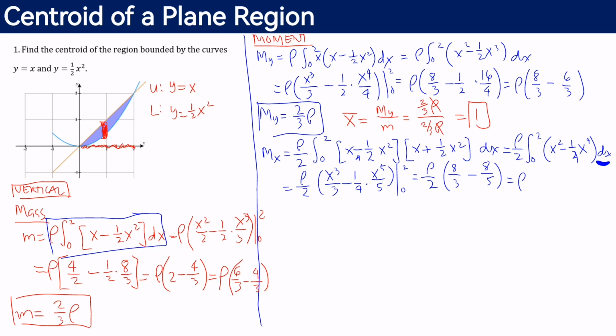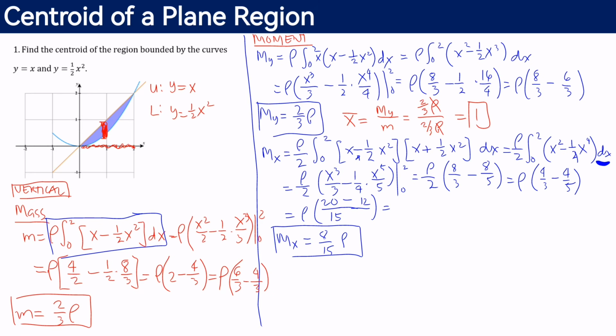So I have here rho times 4/3 minus 4/5. The LCD is 15. So 20 minus 12. So the moment with respect to x is given by 8/15 rho.